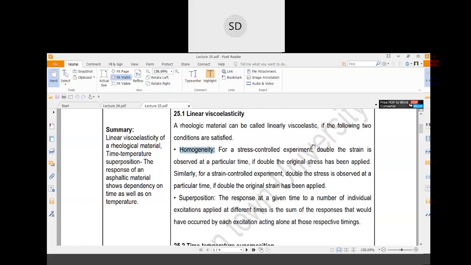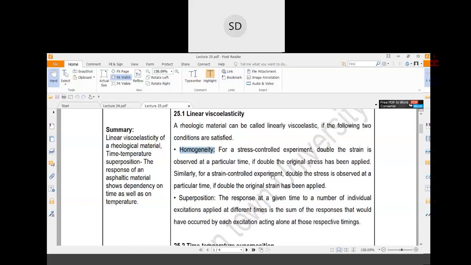So for a stress controlled experiment, double the strain is observed at a particular time if double the original stress has been applied. Basically, in a stress controlled experiment where you can control the stress parameter, if you observe a double quantity of strain for stresses which are double the original stress, that is homogeneity.